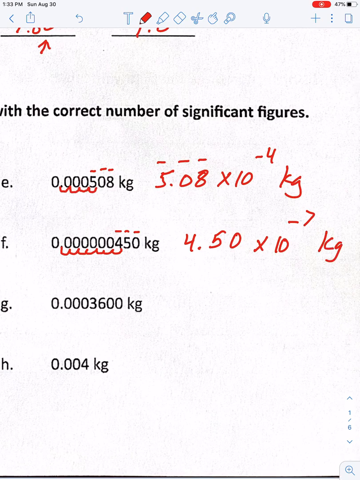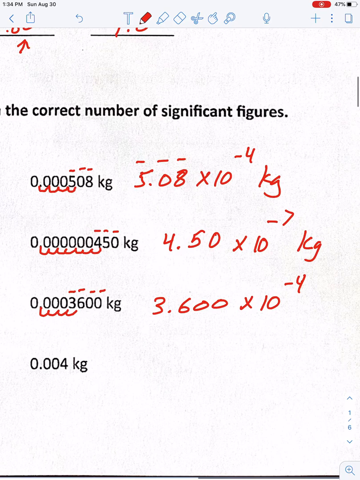Next one, start from the decimal. 1, 2, 3, 4. Okay, so 3.600. Those zeros were significant because there was a decimal, so I have to keep them in my answer. So 3.600 times 10 to the 1, 2, 3, 4. So negative 4 power kilograms.